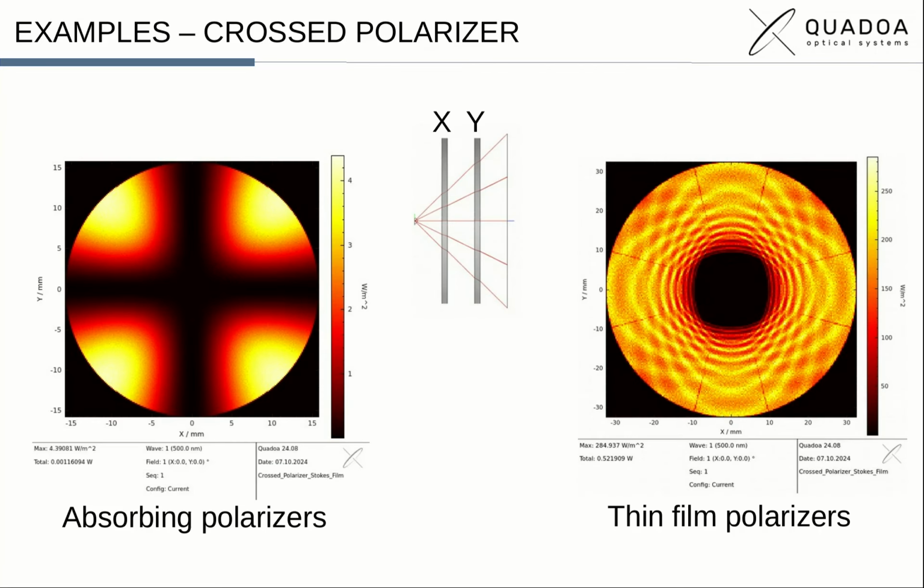Just another comparison between the two polarizers, the absorbing polarizer and the thin film polarizer. Here we have a system with two crossed polarizers, and you can see that it strongly depends on what type of polarizer you are using, and you get really different results, and all of this cannot be covered by a simple Jones matrix. So you really need to model these polarizers to see what's really happening in your system.